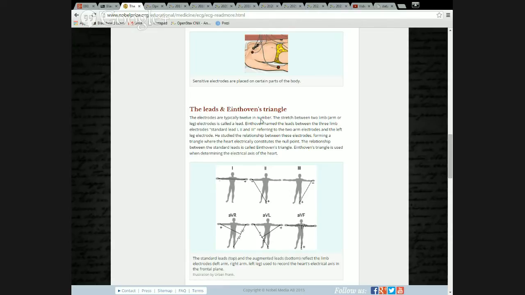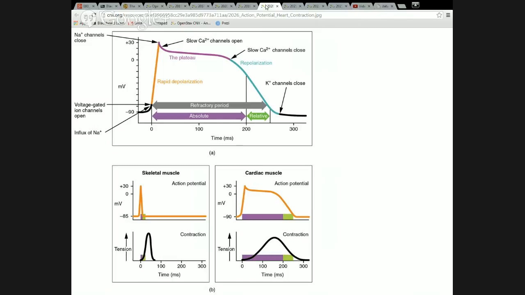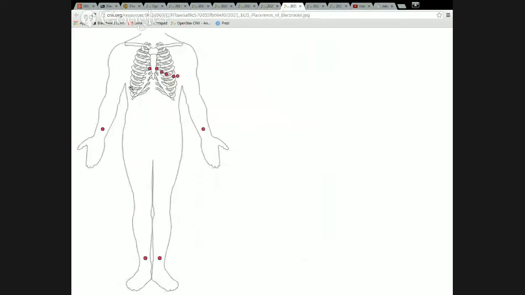If we were to draw this triangle a slightly different way, there we go. So we went from the right arm to the left arm to the left leg to the right arm. We drew the triangle on top of the rib cage right here. It would surround the heart, okay? And that's the point here, is this triangle basically outlines the heart.